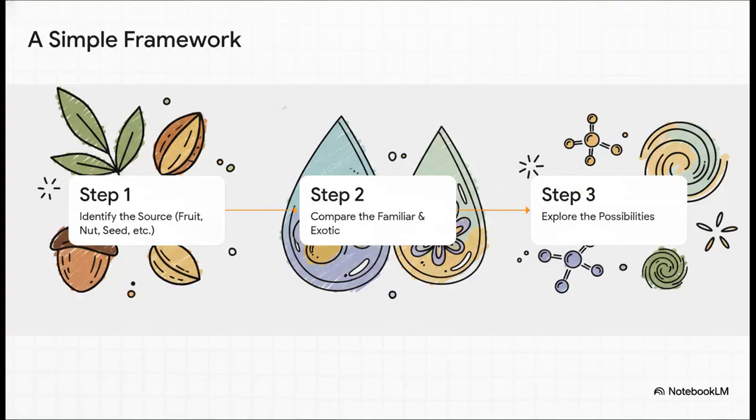And here it is. This is our map. It's a super simple 3-step framework. First, you just identify the source of the oil. Where did it come from? A fruit? A nut? A seed? That right there puts it in a box. Second, you compare what's familiar with what's exotic to start building connections. And third, once you've got that context, you can really start to explore all the possibilities. So let's put this thing into action.